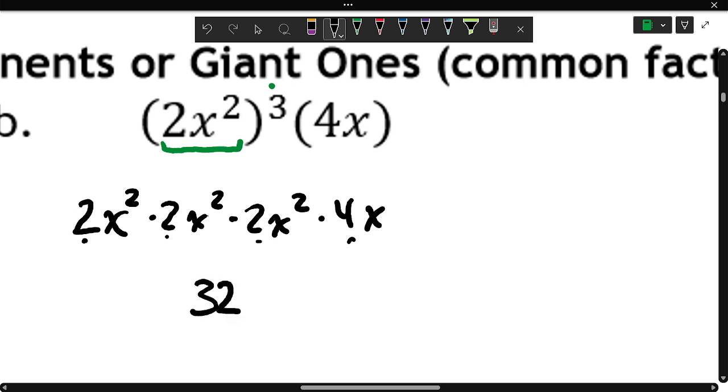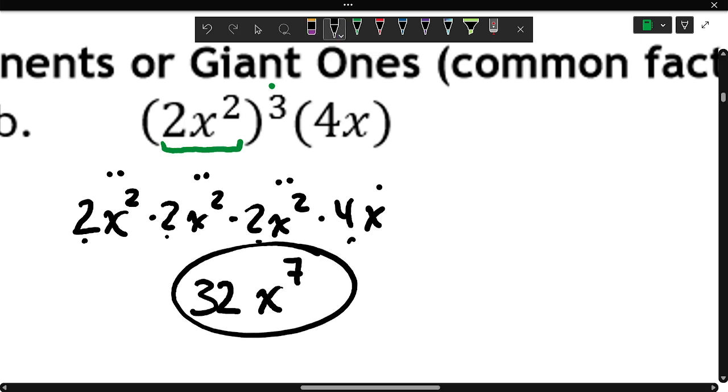And how many factors of x do I have? Well, there's 1, 2, 3, 4, 5, 6, 7 of them. So my answer here is 32 times x to the 7th power. I'm not going to write that down on the answer space over there, but you can see this is 32x to the 7th power.